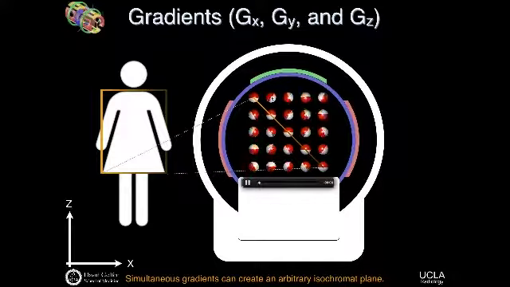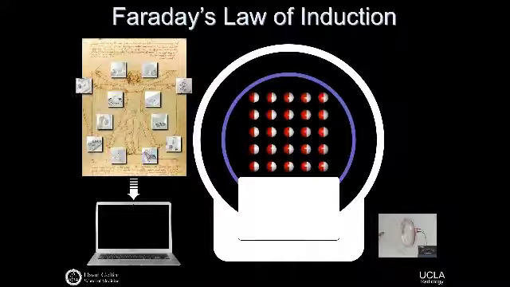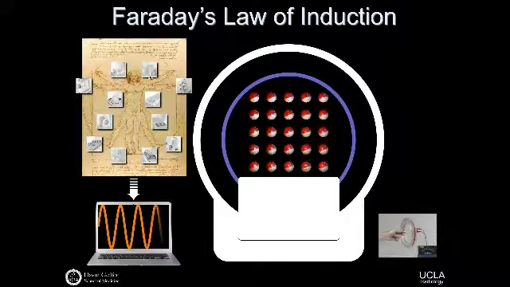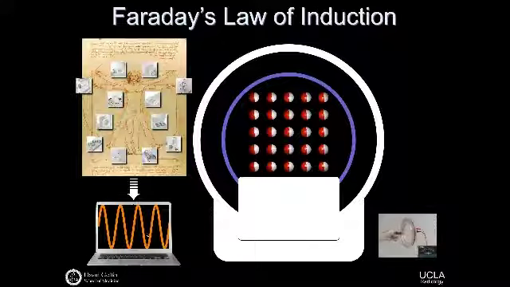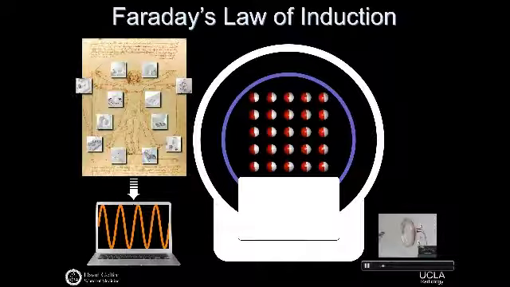We also know that Faraday's law of induction plays a really important role here. So once we've excited spins and they have some component of transverse magnetization, that component of transverse magnetization can be detected in a coil and then recorded as an oscillation on our nearby computer. And this is simply Faraday's law of induction. If you have a magnet and you move it back and forth relative to a loop of wire, you'll see a voltage being induced in that system.